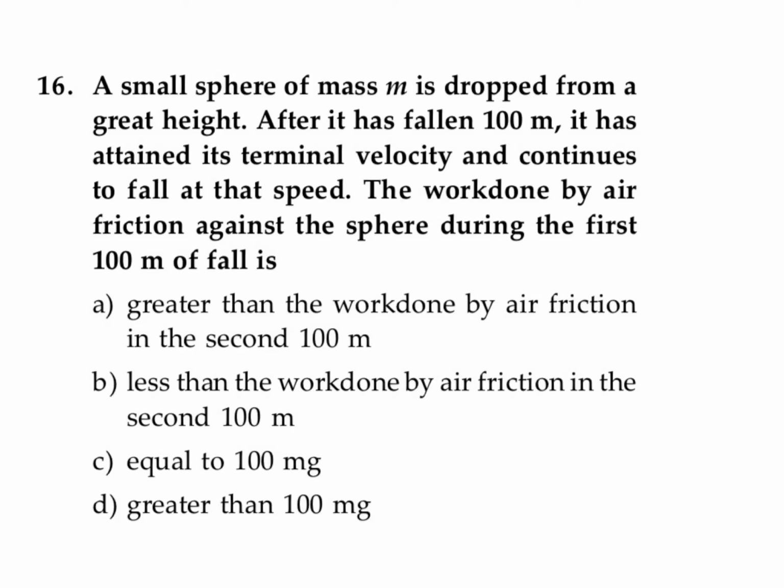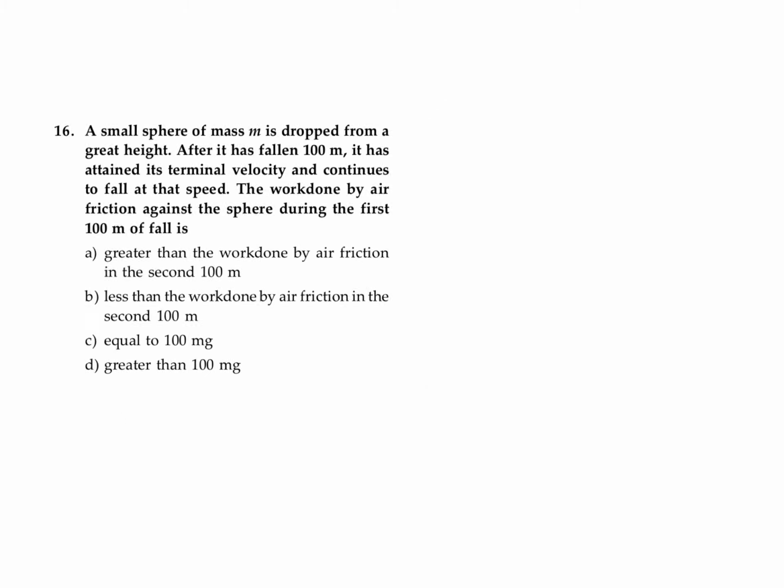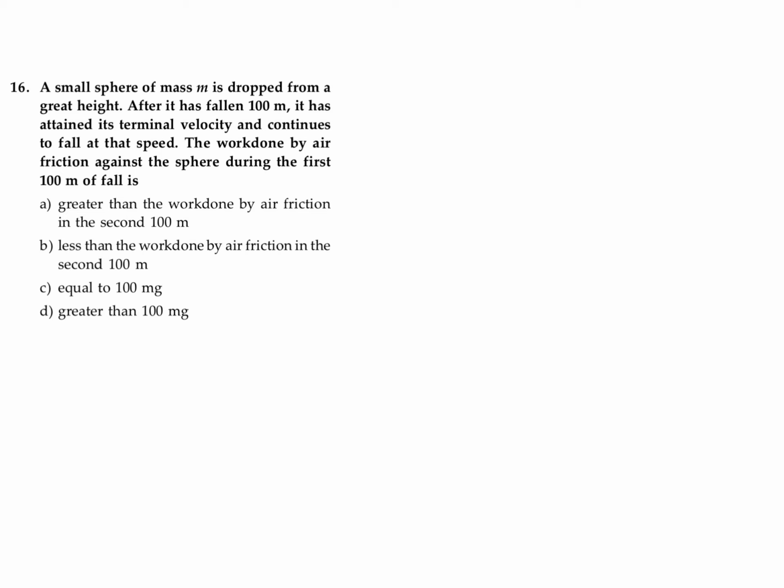It is given that a small sphere of mass m is dropped from a great height. After it has fallen 100 meters, it has attained its terminal velocity and continues to fall at that speed. The work done by air friction opposing the sphere during the first 100 meters of fall is... So actually here we are going to compare the value of work done by air resistance in the first 100 meters and the work done by the air resistance in the next 100 meters.